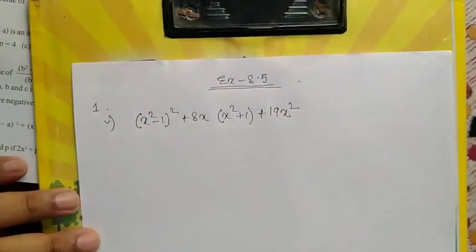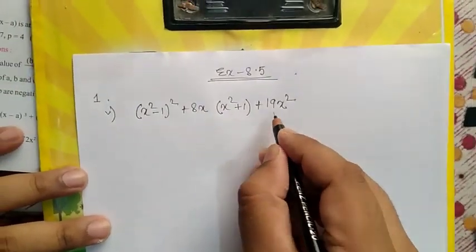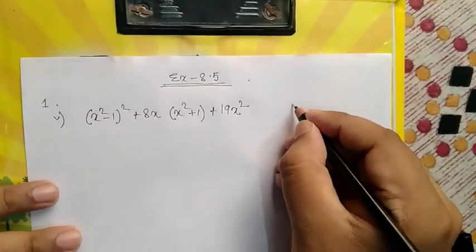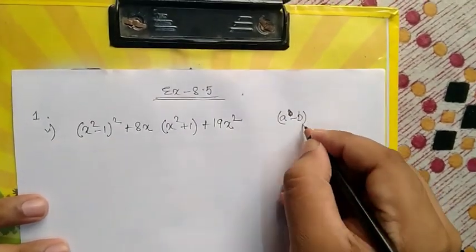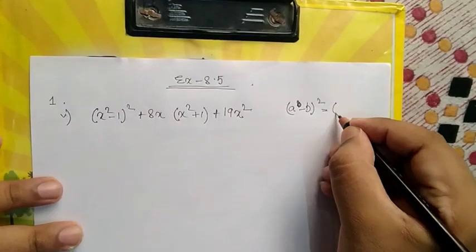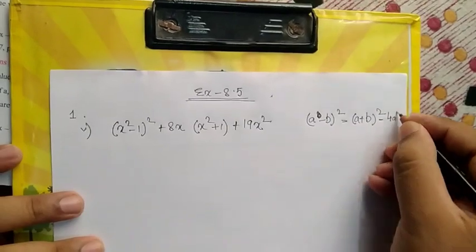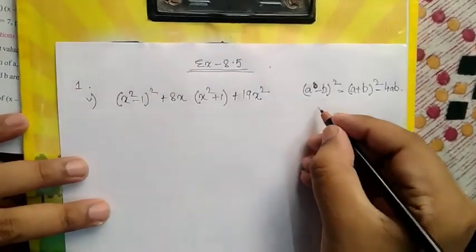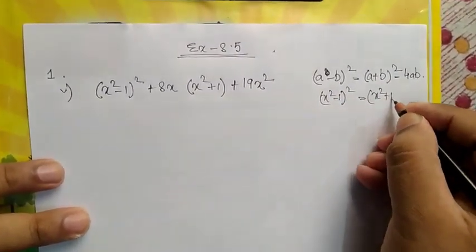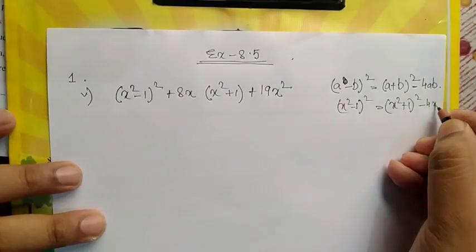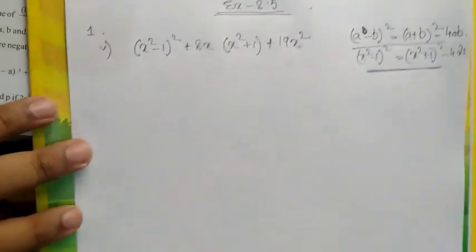This is sum number 1 part 5: (x square minus 1) whole square plus 8x(x square plus 1) plus 19x square. Now (a minus b) whole square, one of the formulas has minus 4ab. Here we just put it there. (x square minus 1) whole square equal to (x square plus 1) whole square minus 4 into x square into 1. This formula is used here.